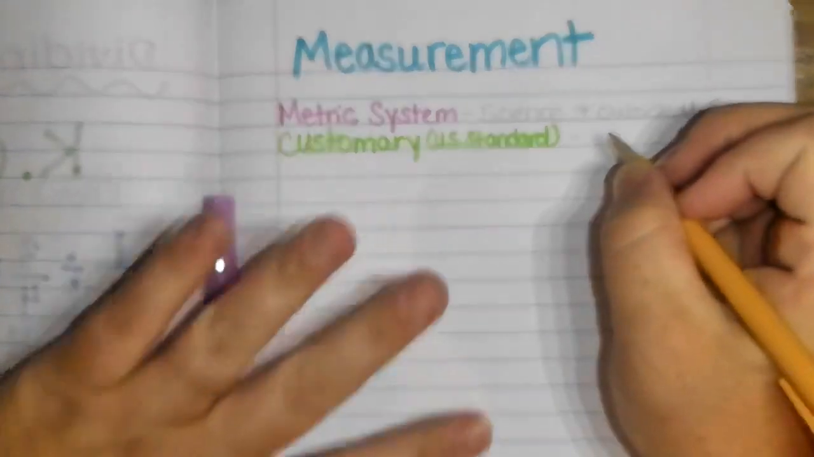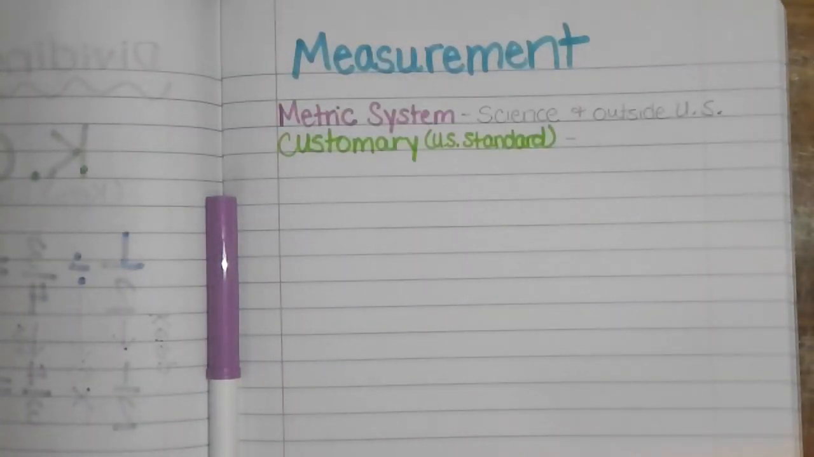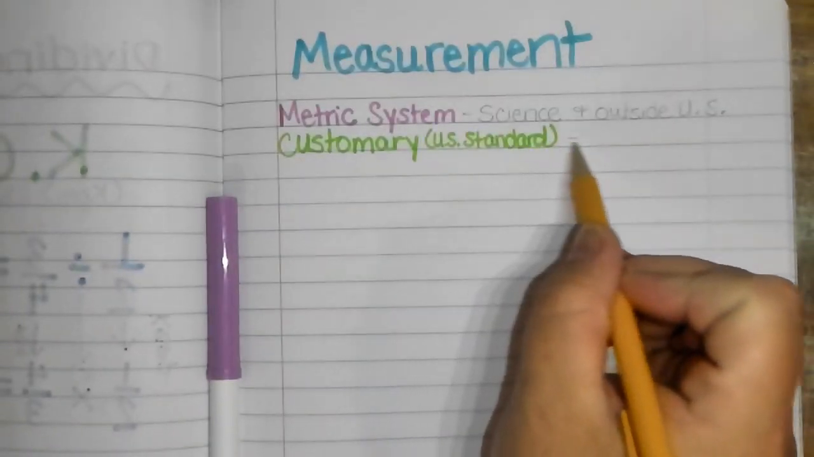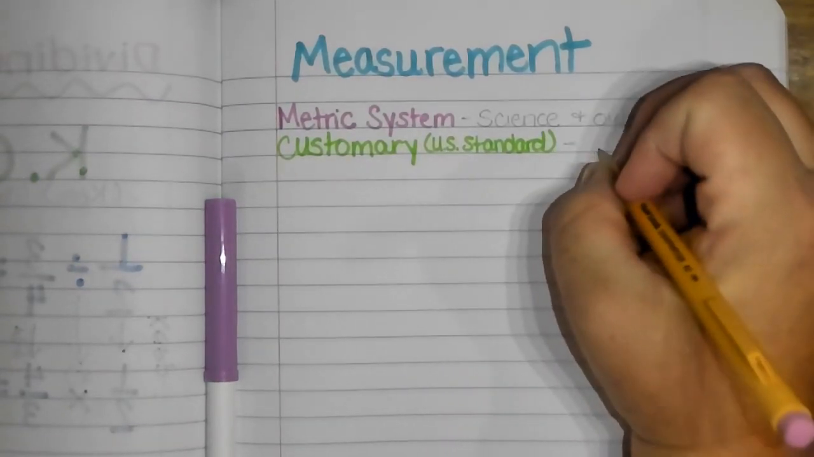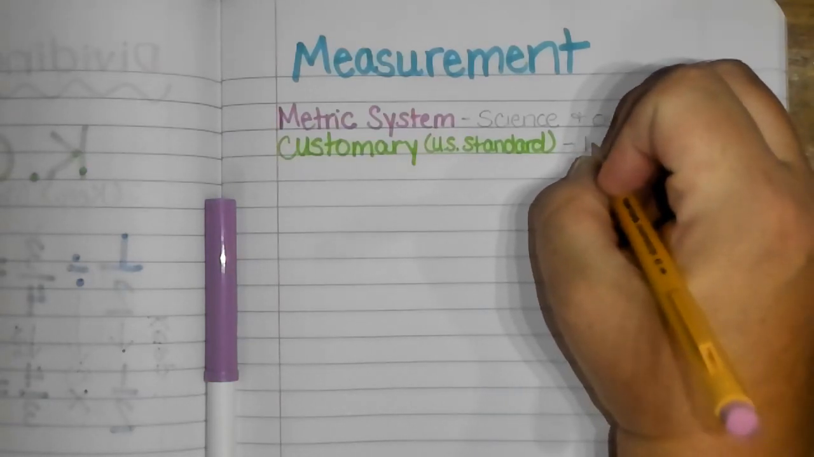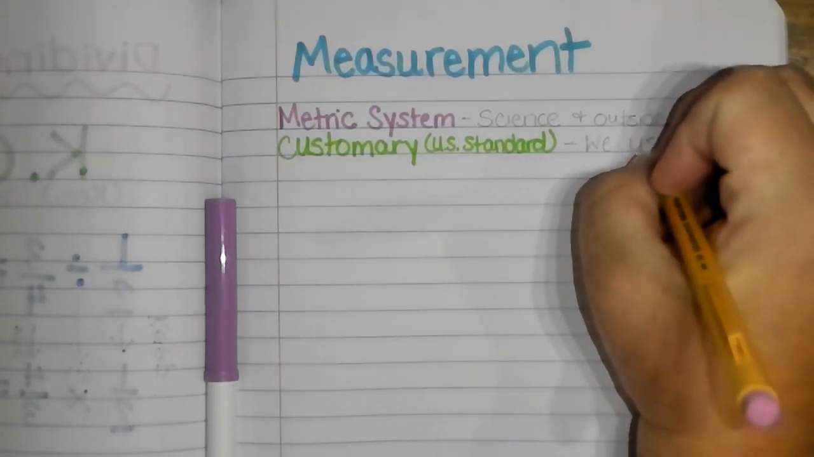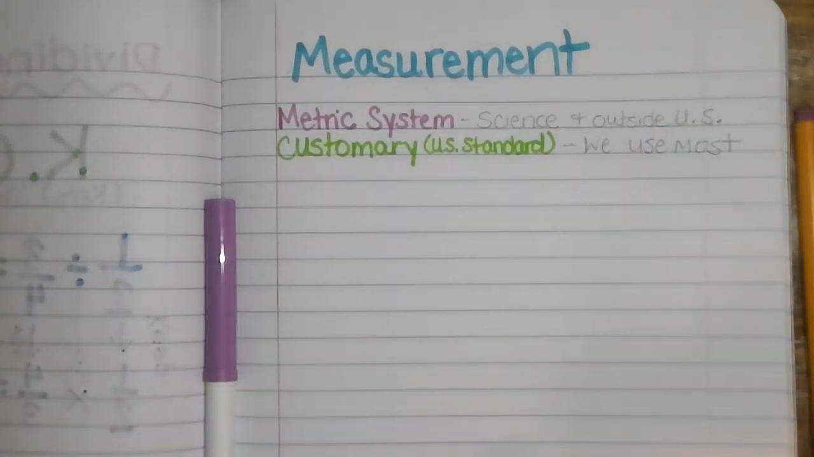Now, the customary system or the U.S. standard system is what we use here in the U.S. when we're measuring capacity and when we're measuring how much something weighs or how long something is. We generally tend to use this one here. So I'm going to put that we use it most. That way, you'll know which one in a minute when we make our chart.